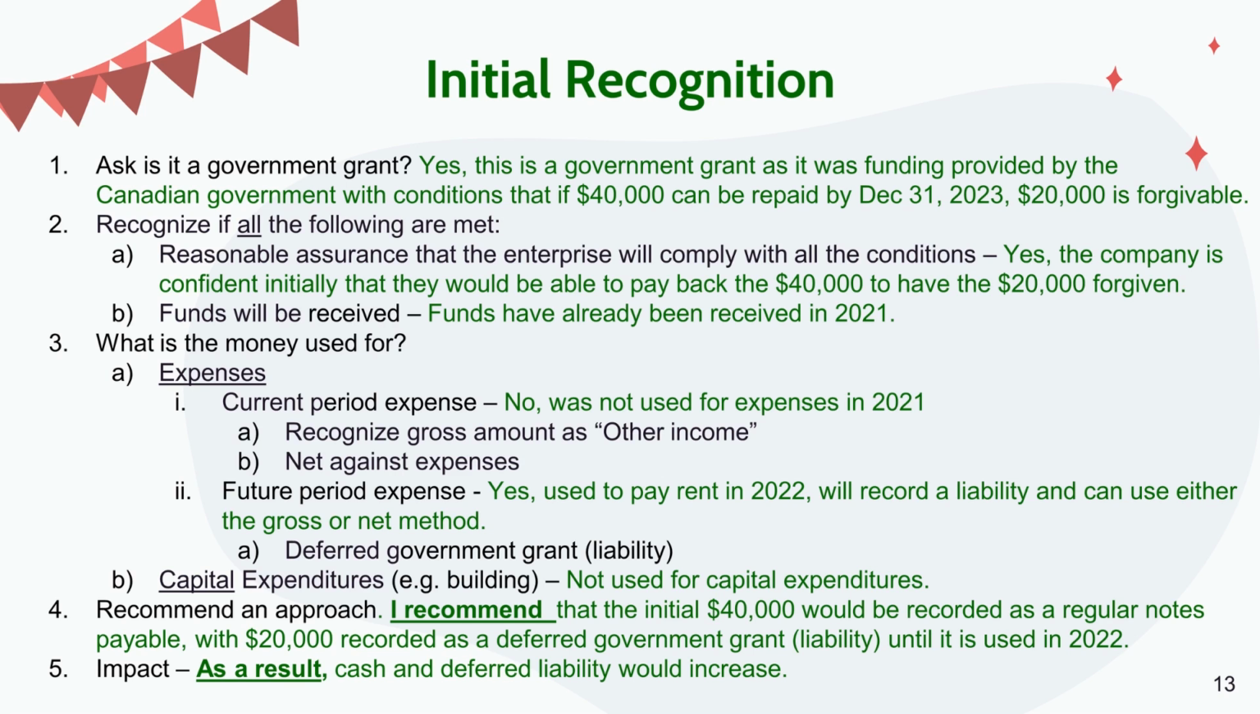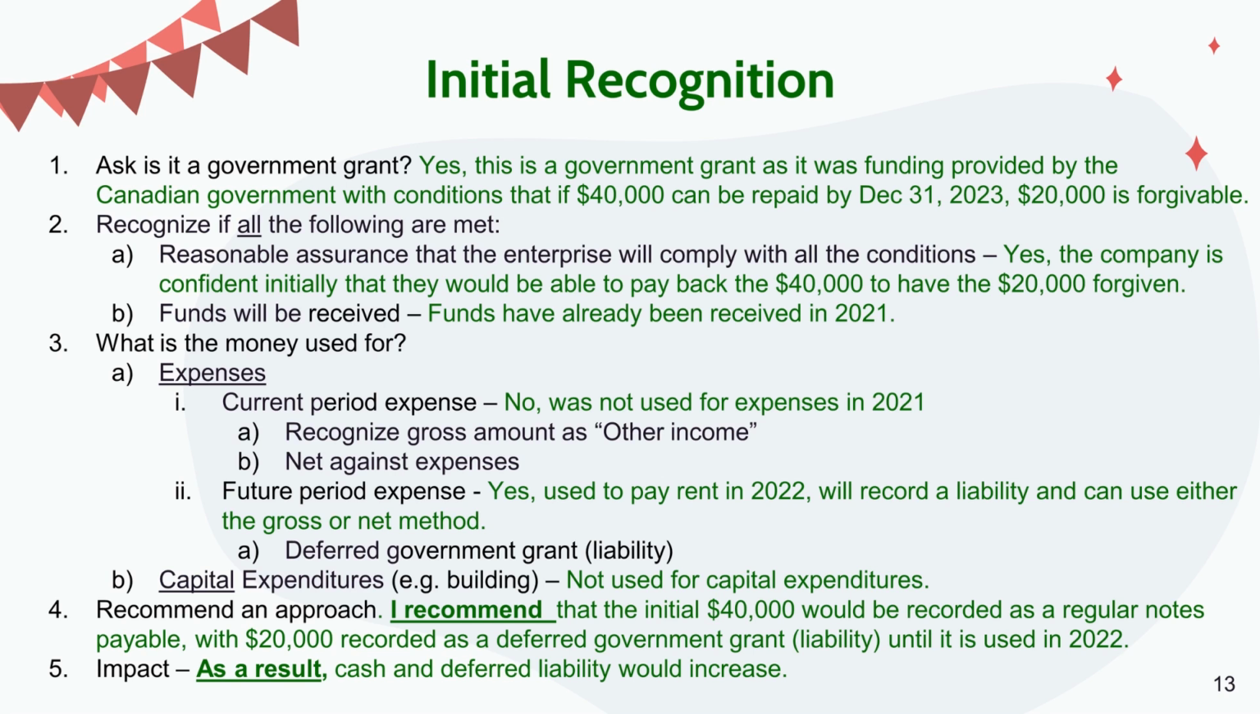So the first criteria is that there's reasonable assurance that the enterprise will comply with all the conditions. And the answer is yes. In this case, the company was confident initially that they would be able to pay back the $40,000 and have the $20,000 forgiven. Number two, funds will be received. In this case, yes, the funds have been received as of 2021. The next question we ask is if the money was used for expenses or capital expenditure. In this case, it was for expenses.